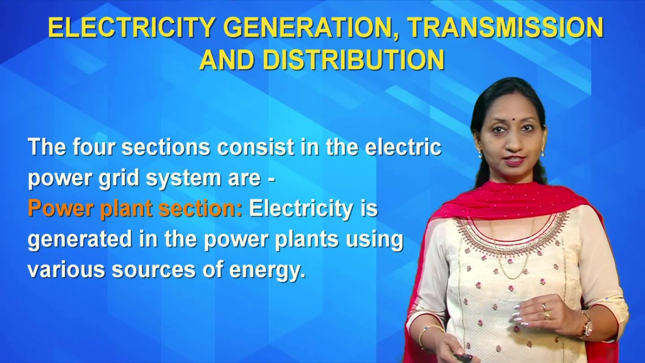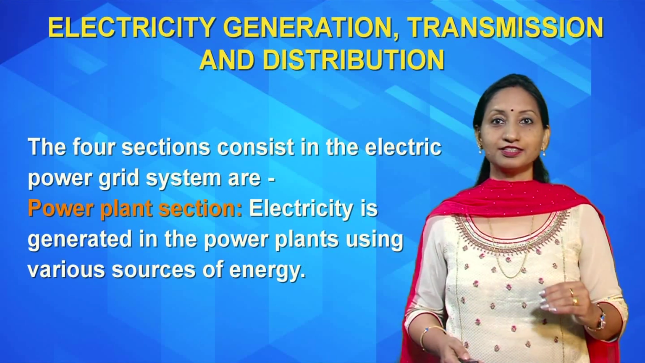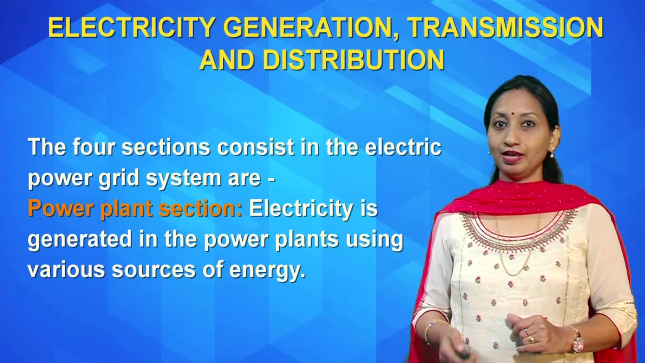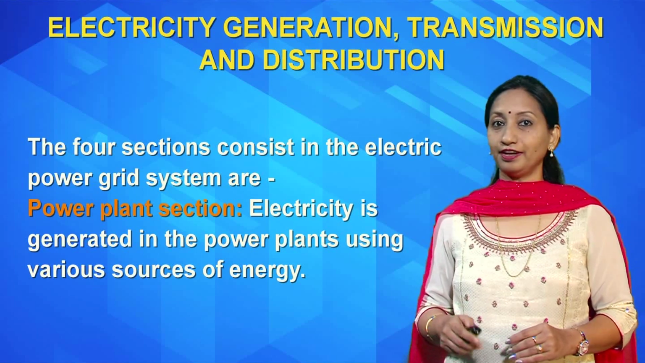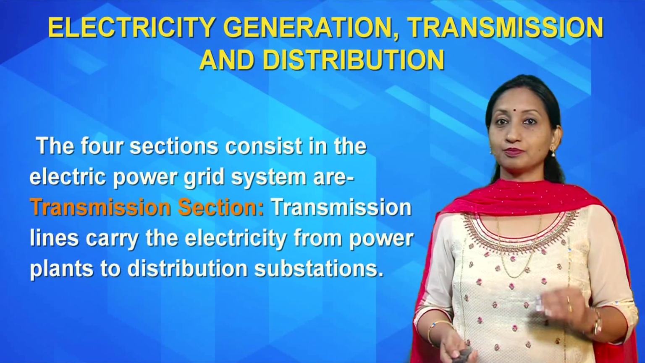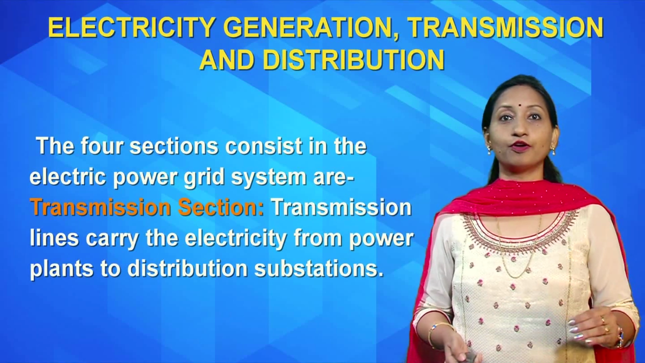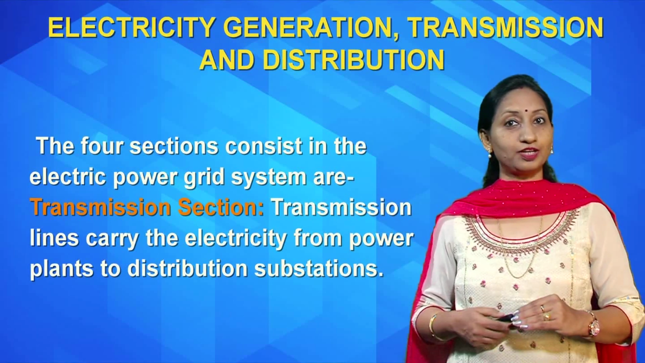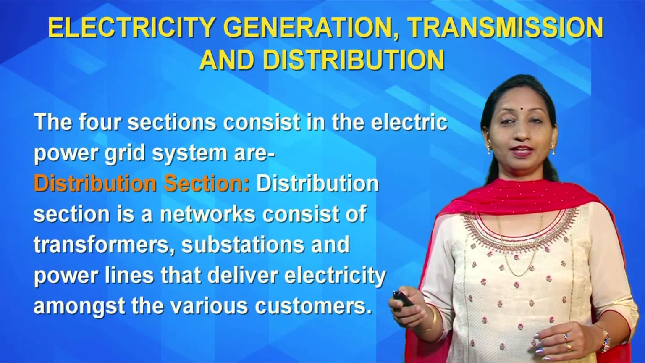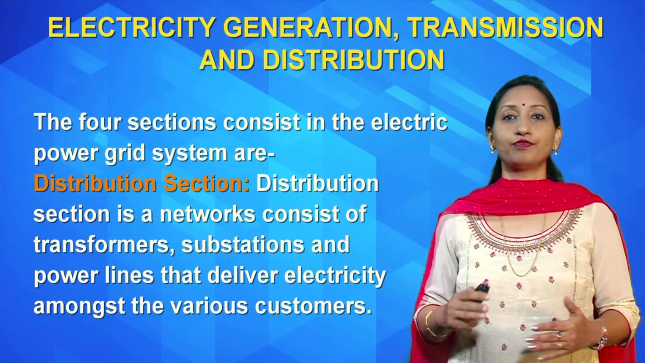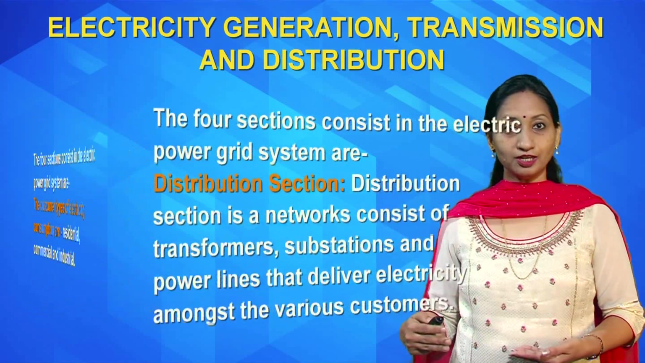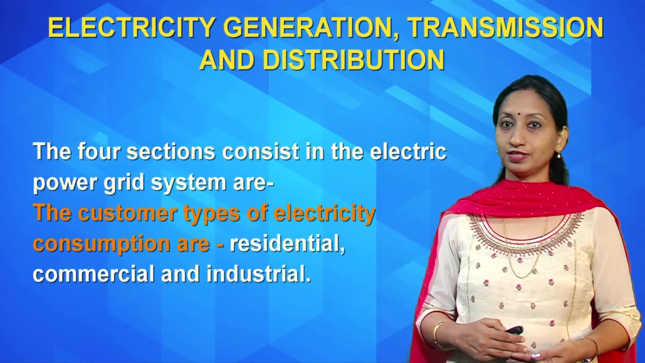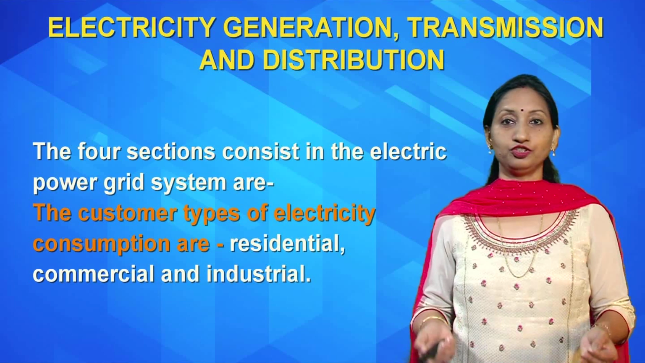The four sections in the electric power grid system are: the power plant section, which is used for energy generation; the transmission section, for energy transmission through transmission lines; the distribution section, for changing voltage level at the distribution substation; and the power consumption section by various consumers.